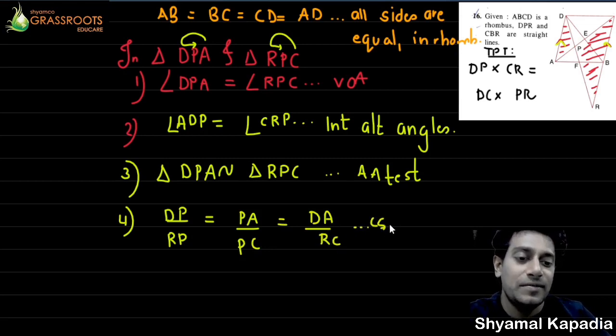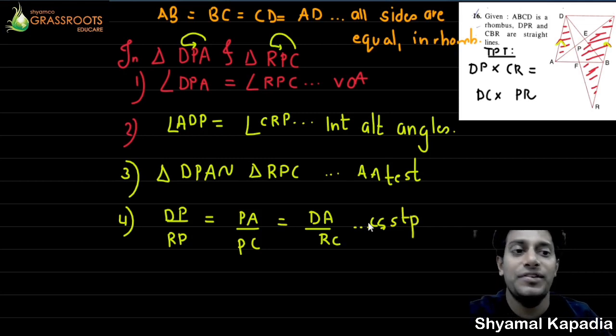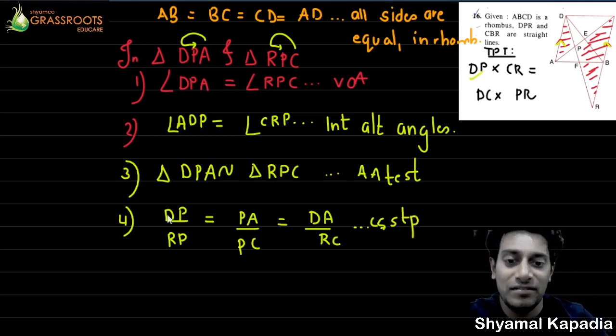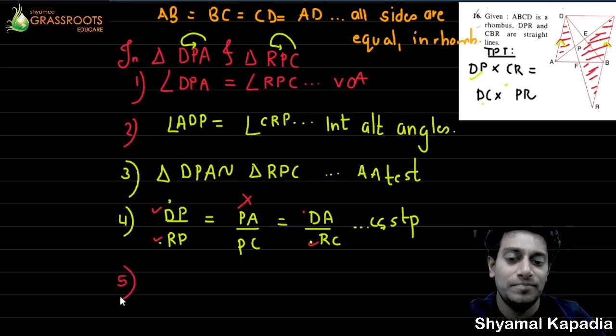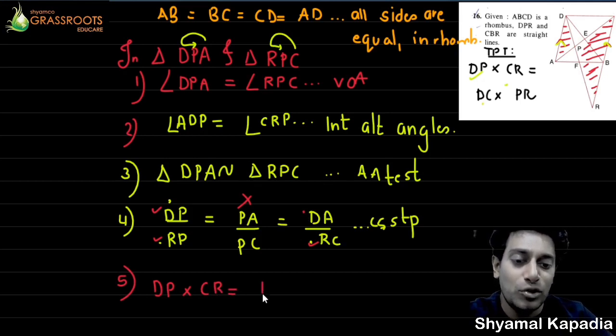Corresponding sides of similar triangles are in proportion. Now look at the requirement. I want DP, this one, then I want CR, this one. I want DC, I don't have, and I want PR. Everything is there except DC. So what I'm planning is I'm going to remove this for the moment. I want this, I want this, I want this. I don't want DA. Let's cross multiply first. DP into CR is equal to PR into DA.